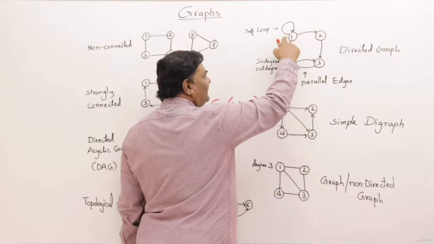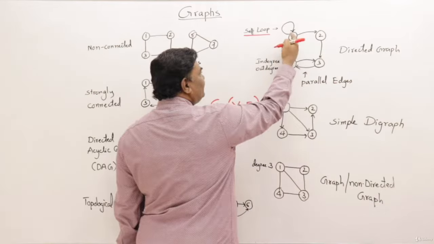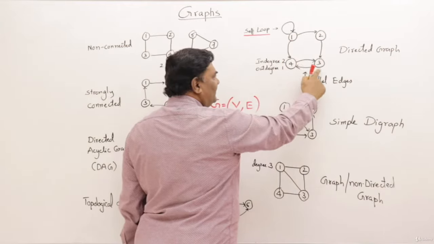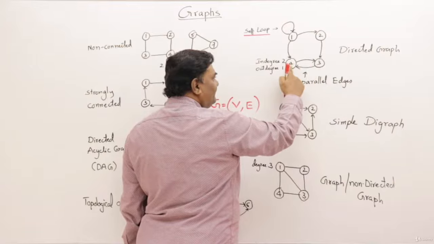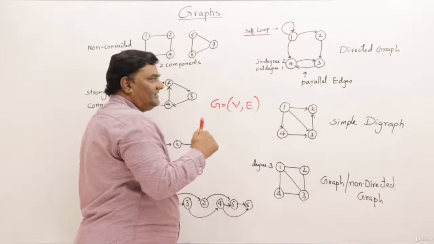In a directed graph, if there is an edge connecting the same vertex, then it is called a self loop. This is a self loop. And if there is a pair of edges between the same two vertices, like an edge from 4 to 3 and then an edge from 3 to 4, then such edges are called parallel edges.